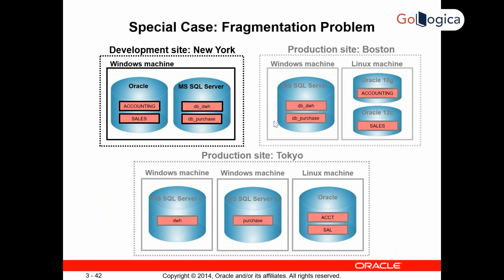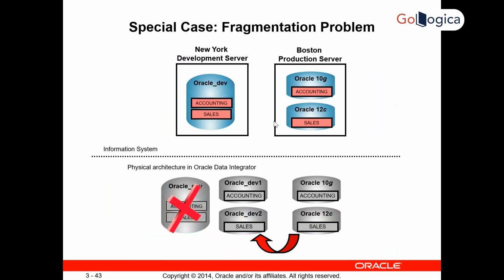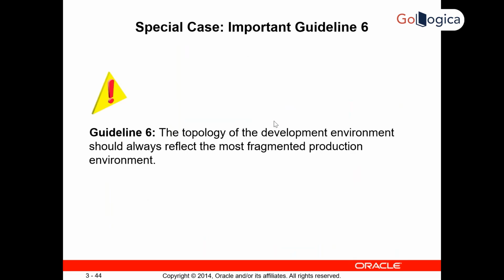As my development has to work with both my Boston and Tokyo. If you see only the development, only two data servers is enough. But to replicate your production Boston, I need two for my Oracle database, and for Tokyo, SQL Server, I require two. Even though two is enough, one for Oracle and one for SQL Server in my New York development, to replicate my Boston and Tokyo, I need to define four data servers, to reflect my production servers.